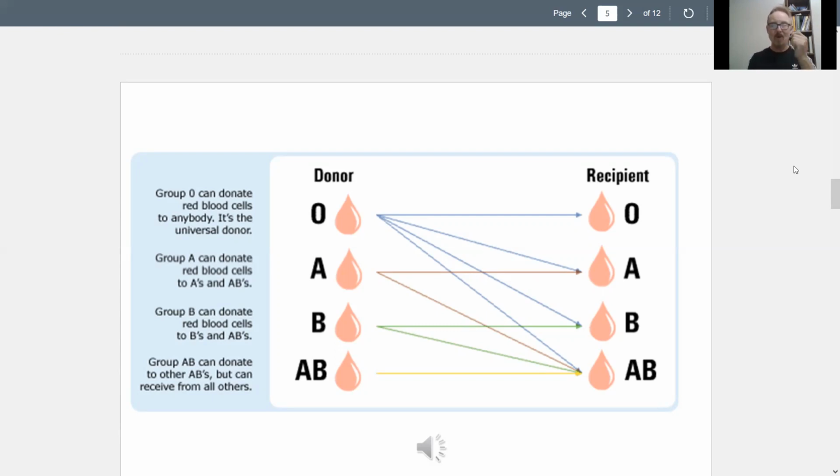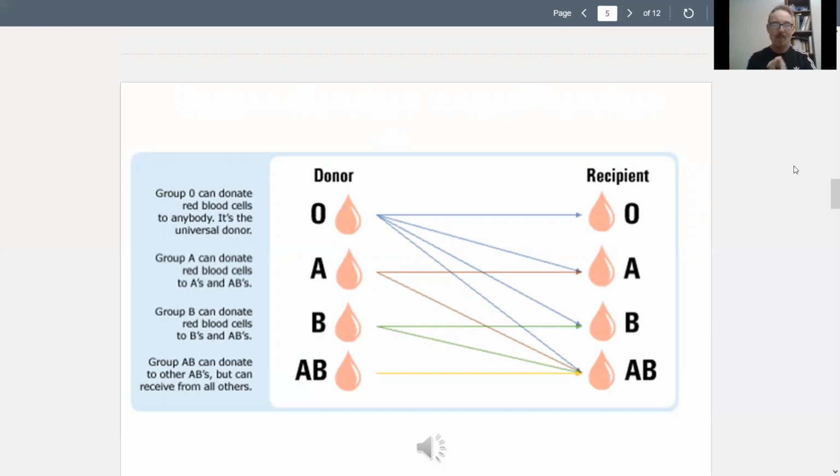If you are recipient, you can take A blood, of course. You can take A blood, but you cannot take B, nor can you take AB because the B antigen will be there on the surface of the blood cell and your body will attack it. But you can take O, because O would be invisible to the system because it doesn't recognize it. Essentially, it's shut out. That's what we mean by recessive.